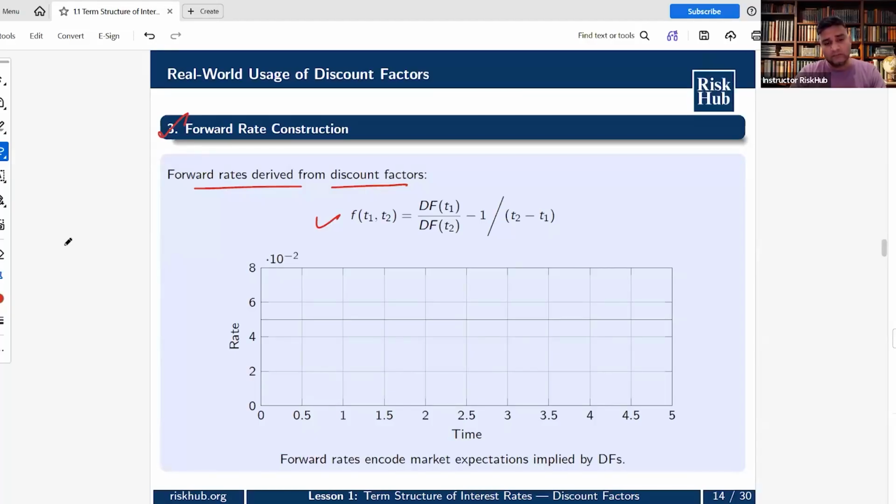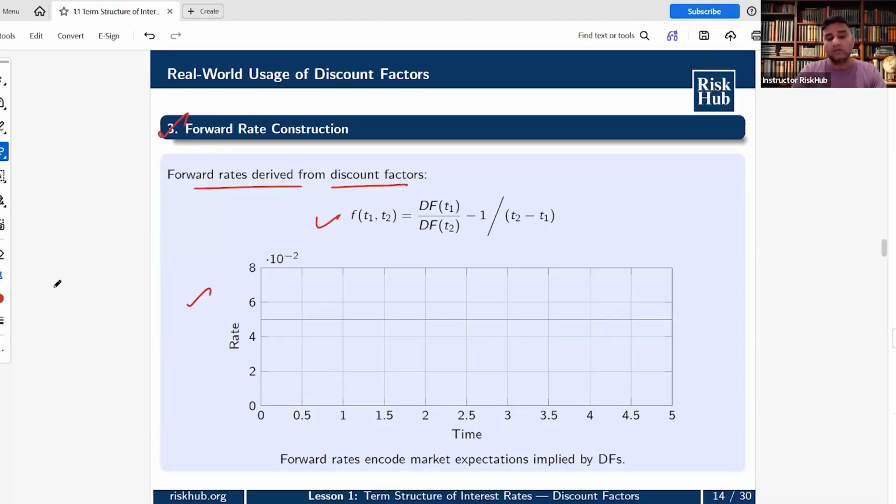The ratio DF t1 divided by DF t2 is the growth factor of the forward period. Subtracting one leaves the total return earned across that period. Dividing by the length of the period turns that total into an annual rate. Here is the chart, right? Horizontal axis, time 0 to 5 years, vertical axis, rate 0 to 0.8, in units of 10 to the minus 2. The flat line sits at 0.05. The picture shows the flat forward curve, which is what a flat 5% spot curve produces.